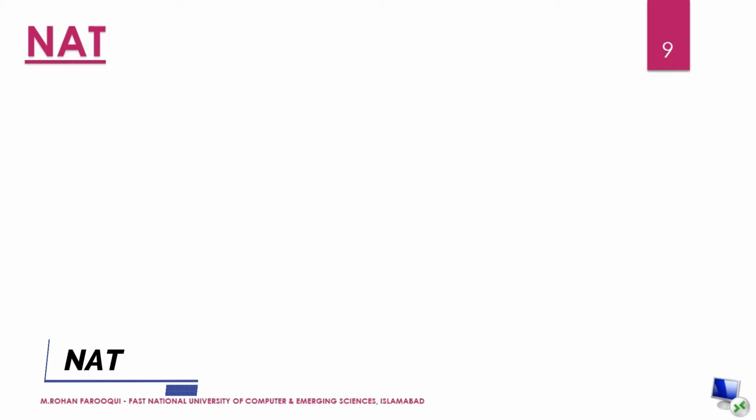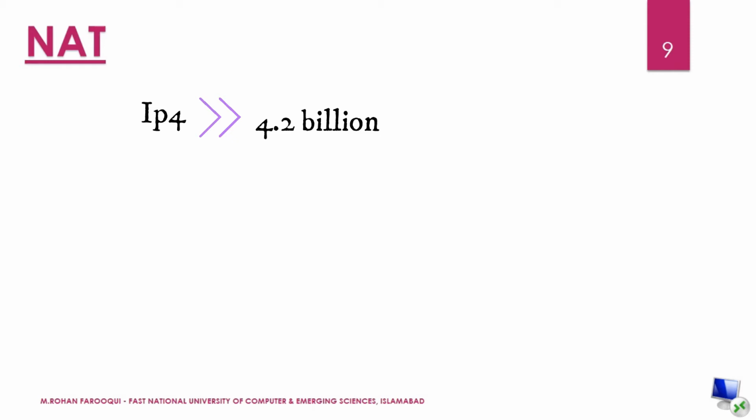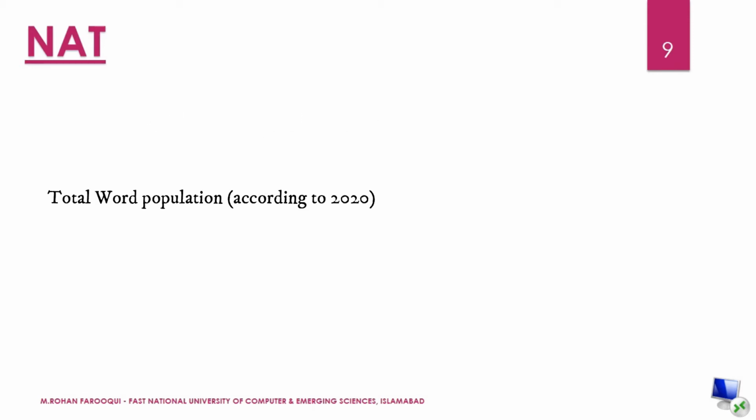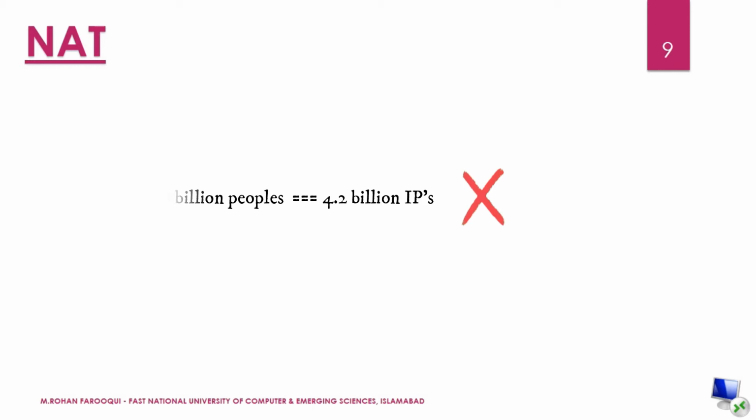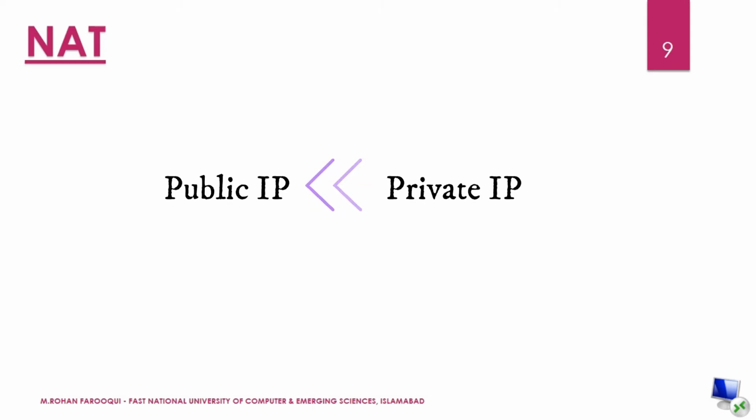Now the next topic is NAT. NAT stands for Network Address Translation. We use NAT because of the shortage of IP addresses. As we know, we are currently using IPv4 addresses, which are 32-bit addresses, and there are around 4.2 billion IP addresses, while the total world population is 7.8 billion according to 2020. So for 7.8 billion people, 4.2 billion IPs are not sufficient. For this we use NAT. NAT converts public IP to private IP and private IP to public IP.